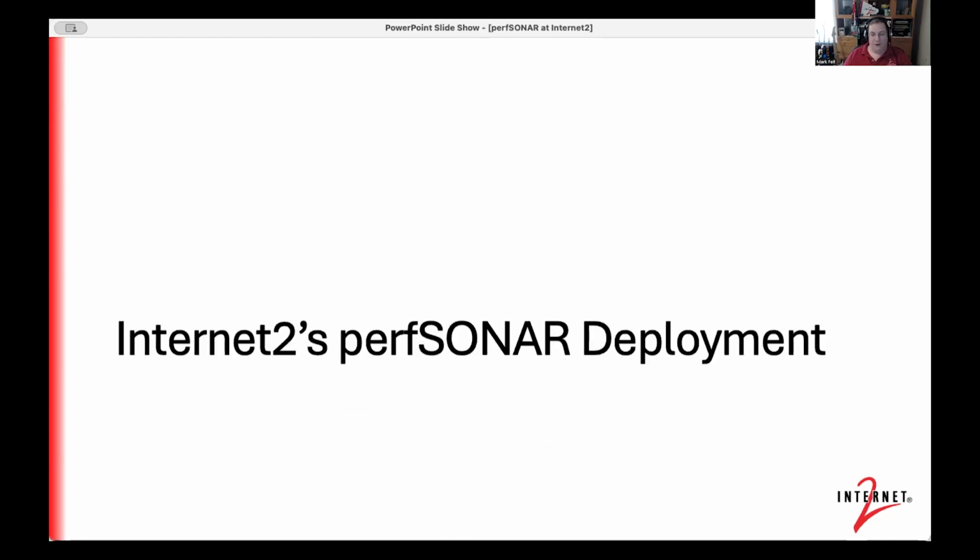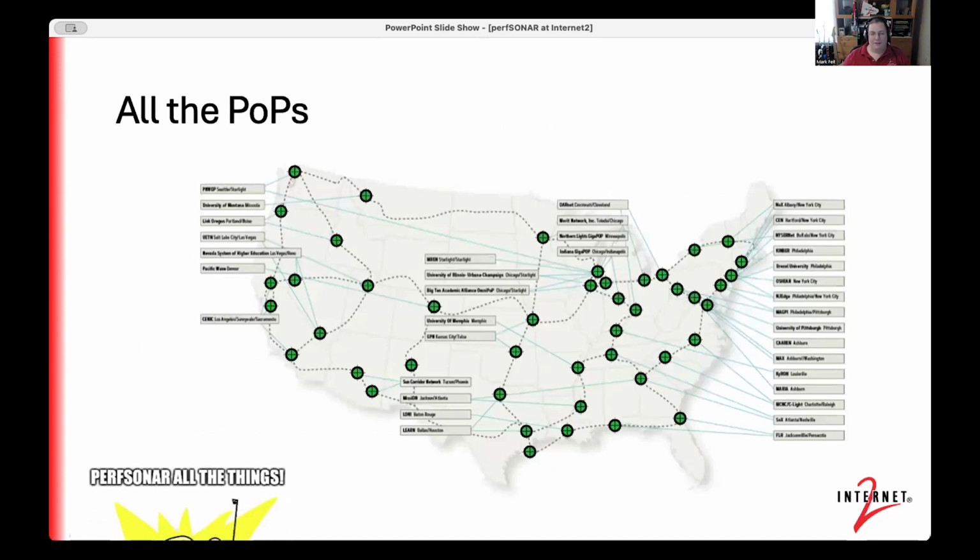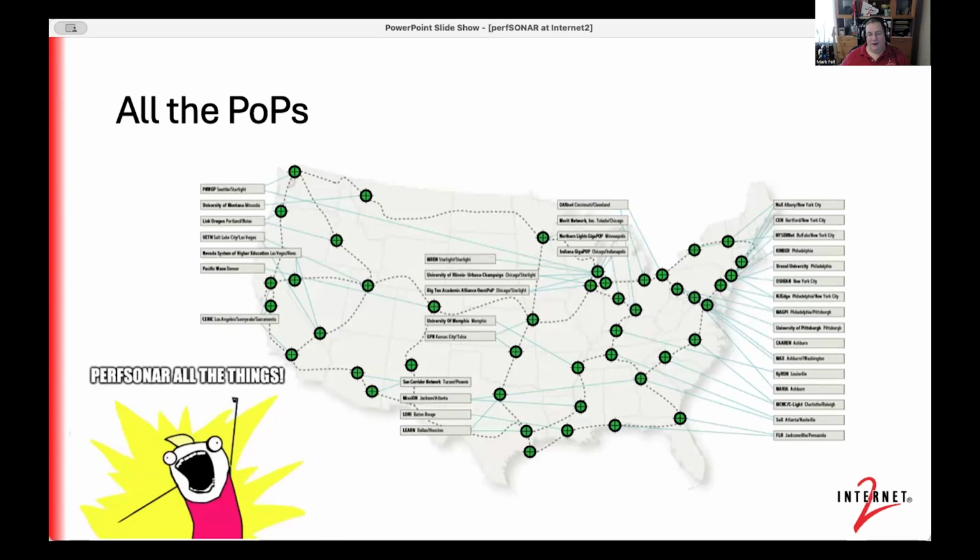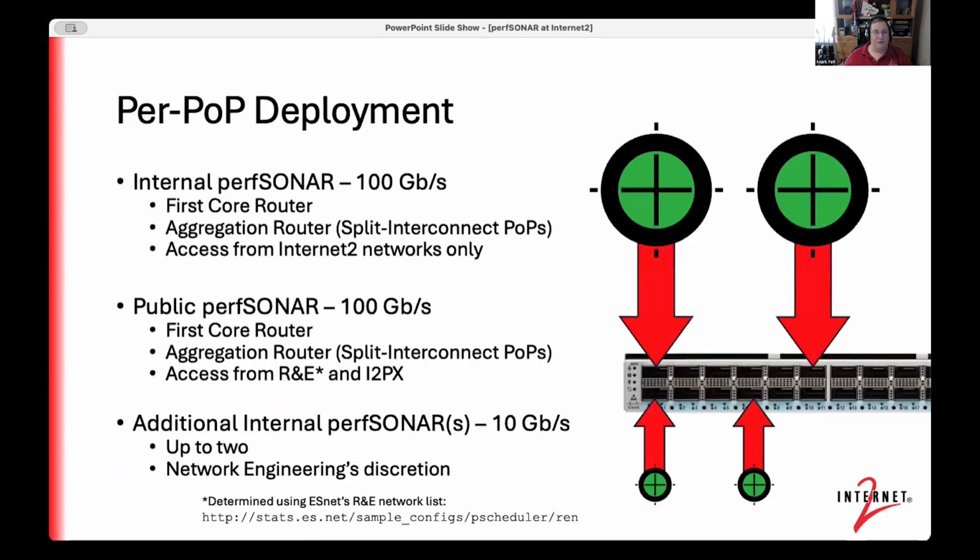So our deployment, as I mentioned, we have 47 POPs. We have perfSONAR in all of them now, including for public use. That's a big thing for us. We're really happy to do that, and I think it will probably simplify troubleshooting for a number of our members. The per POP deployment features up to 4 perfSONAR nodes. The 2 big ones are our internal perfSONAR node, which is a 100 gigabit per second node. In most of our POPs, it plugs into the first core router. In our split interconnect POPs, we have 3 or 4 different POP architectures, and split interconnects are just a little different, and we plug into the aggregation routers there.